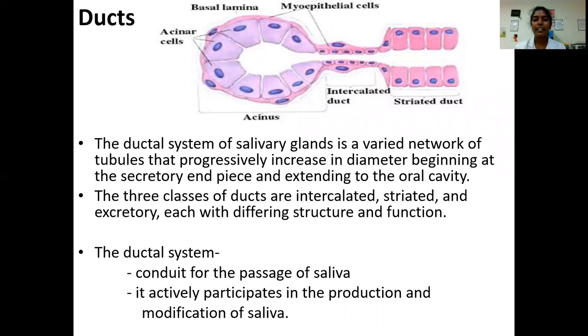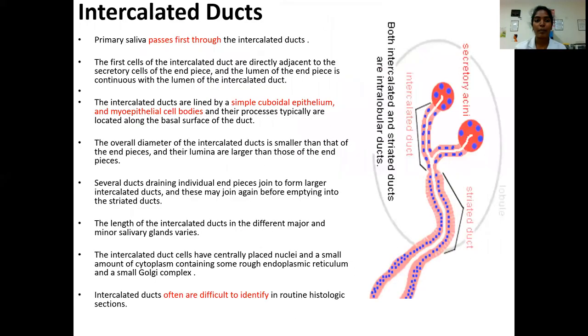The ducts. The ductal system of the salivary gland is a varied network of tubules that progressively increases in diameter, beginning at the secretory end piece and extending to the oral cavity. The three classes of ducts are intercalated, striated, and excretory, each with differing structures and functions. The ductal system is not merely a conduit for the passage of saliva; it actively participates in the production and modification of saliva.